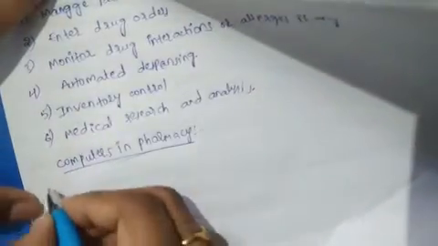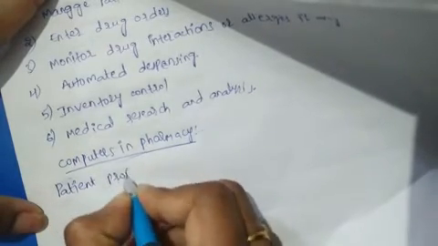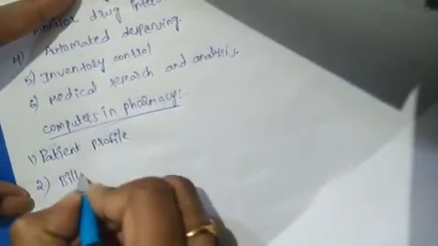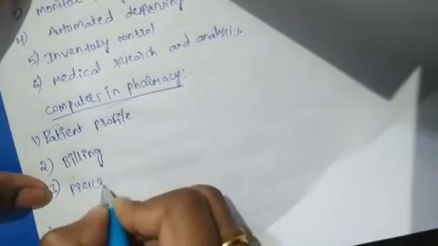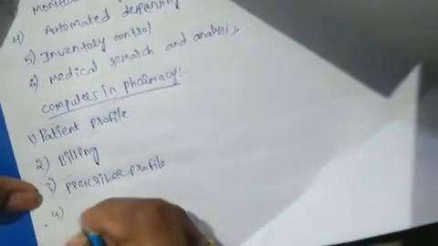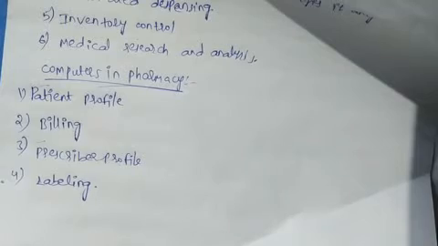Computers in pharmacy. Computers in pharmacy have the patient profile. First one is the patient profile, and next one is the billing. Third one is the prescriber profile. Fourth one is the labeling. These are the four types of computers in pharmacy.